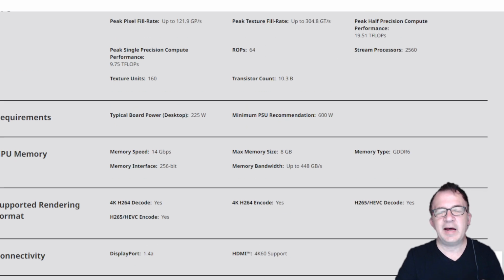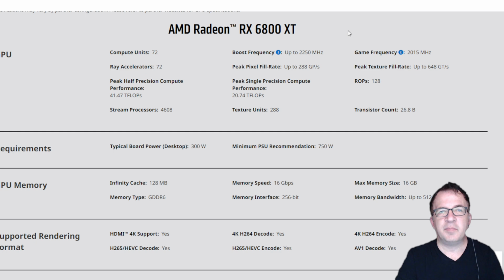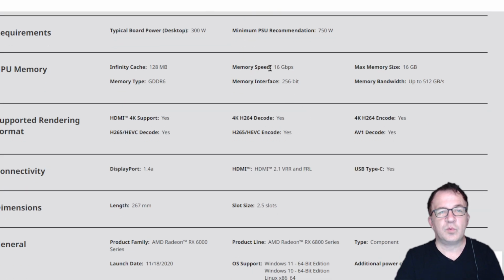I also think that having that 256-bit interface is what slowed down the 6800 XT, because I really thought that card would be faster than it was. Unfortunately, although it's got a lot of great features, and GDDR6, so it's not even 6X, it also had a 256-bit memory interface. So I just wanted to share this with you.